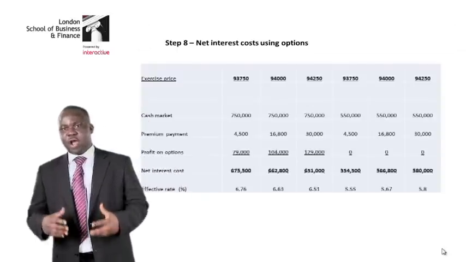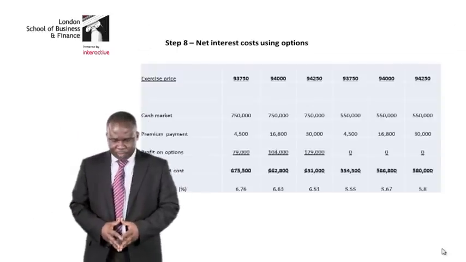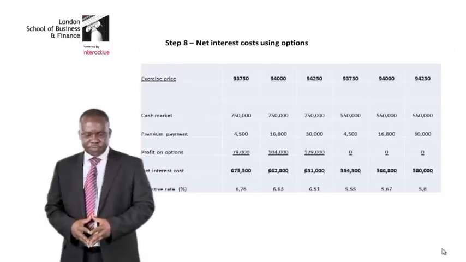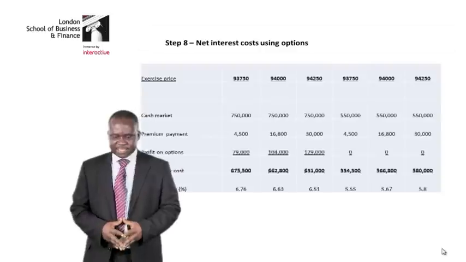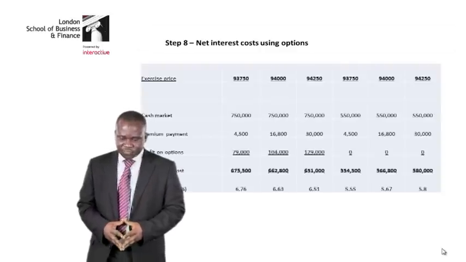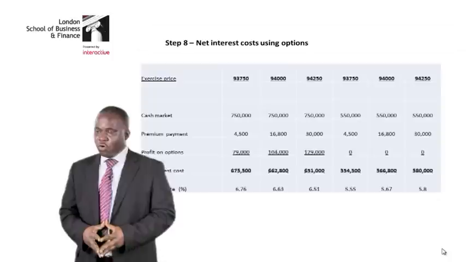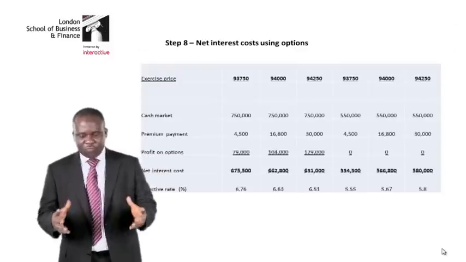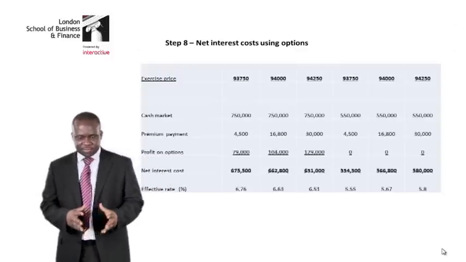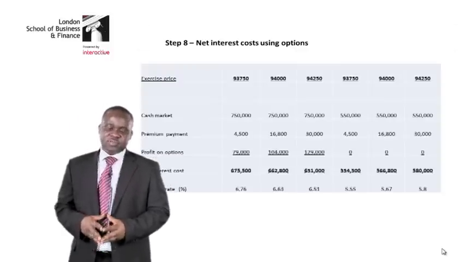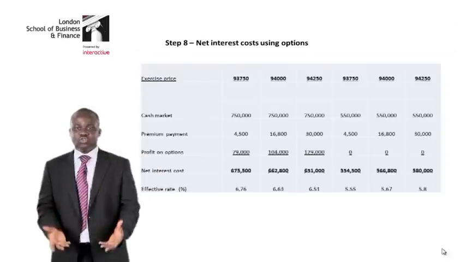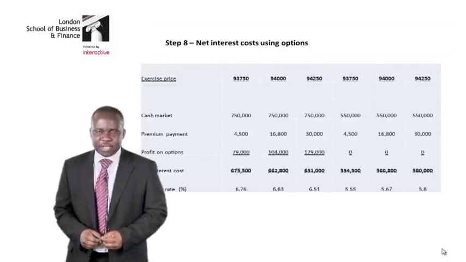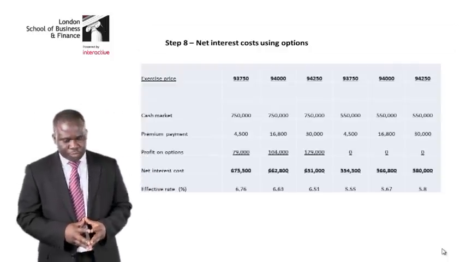Then options require payment of premiums. What were the premiums? When it is the 93,750 exercise price, it was 45. When it is 94,000 exercise price, it became 16,800, and then for 94,250, it was 30,000. So that is what we put in there. That premium is a cost to you, so you will pay that in addition to the interest that you have to pay in the main market that you're going to borrow.